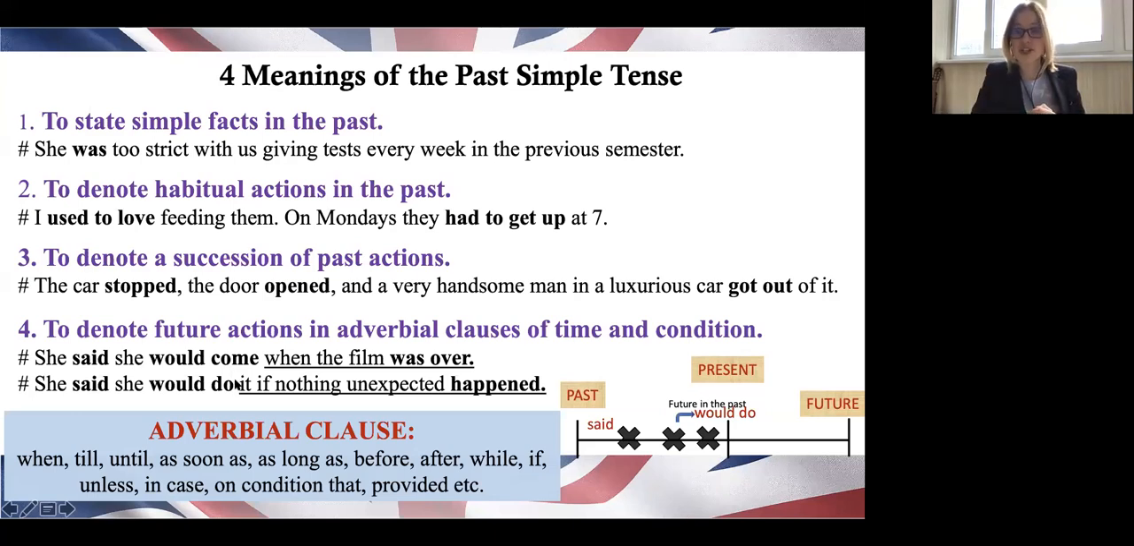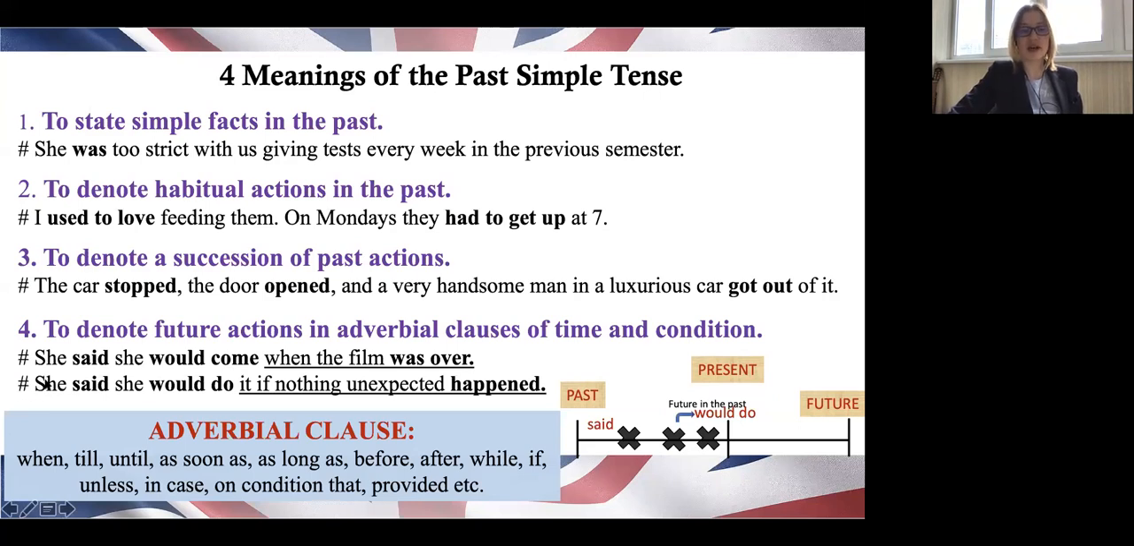As I already mentioned, we cannot use the future tense within the adverbial clauses when we have the meaning of time or condition. That's why we use the past indefinite tense, because the previous part of the sentence is given in the past context. We have the verb said, also would come, and the part we're interested in, the adverbial clause, is used in the past indefinite tense.